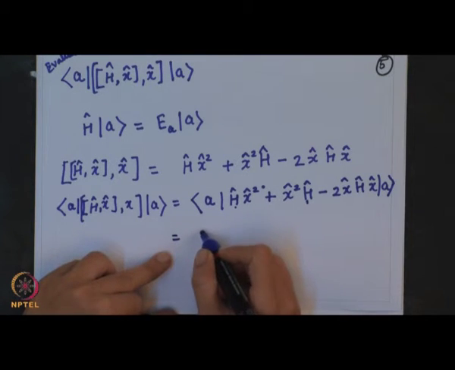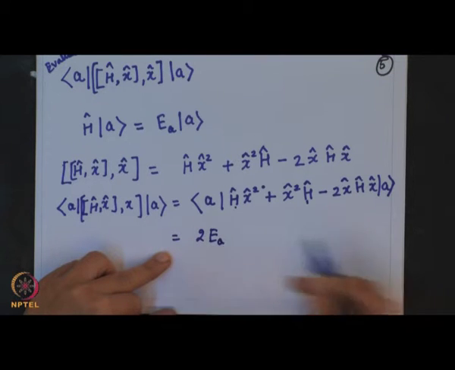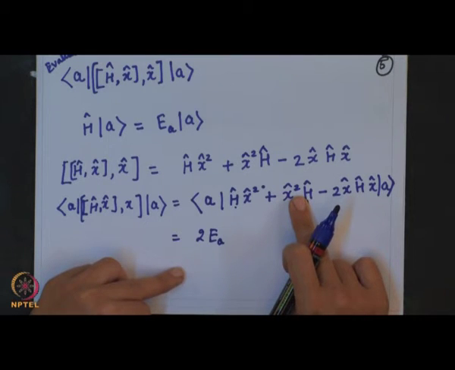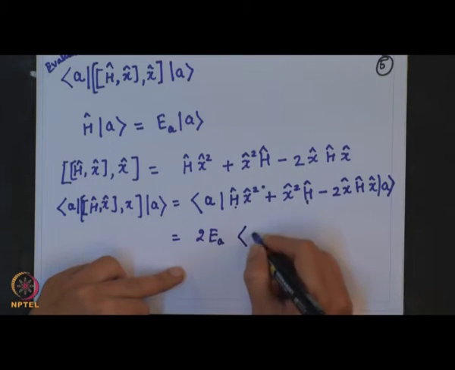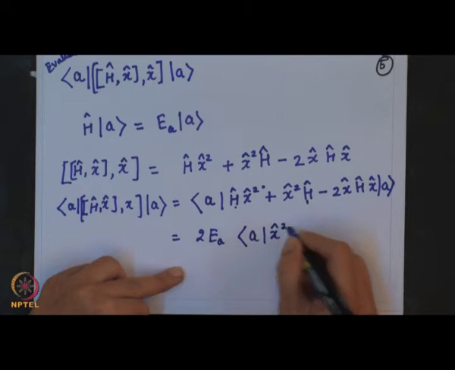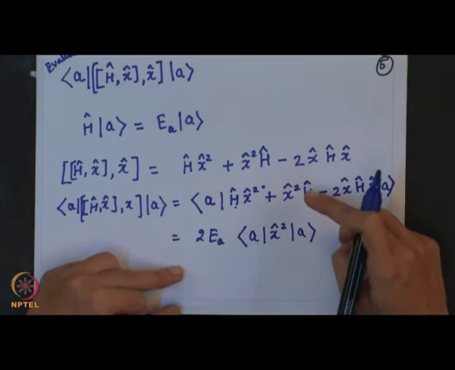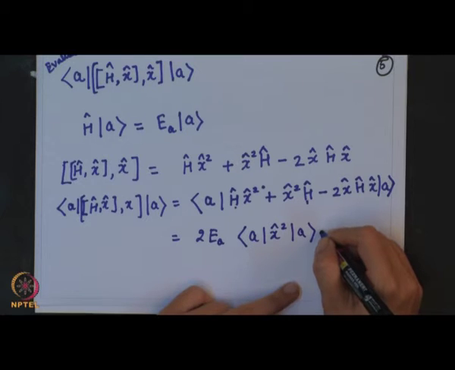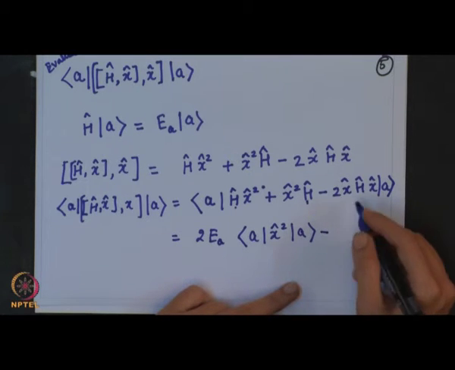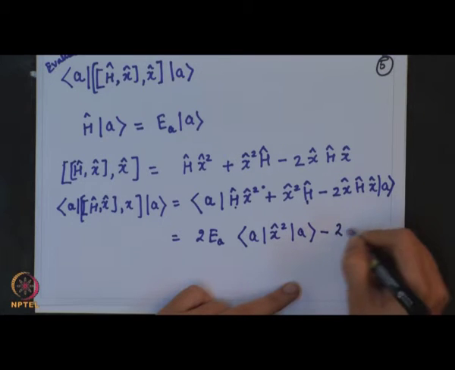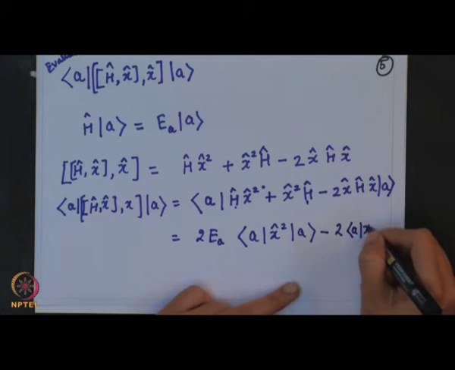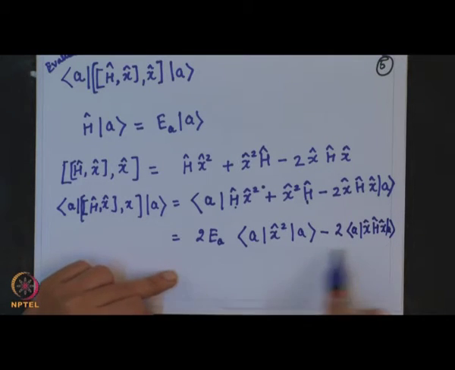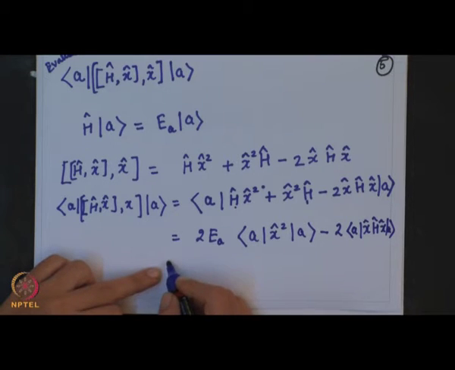So, I will have 2E_A, correct? One contribution is coming from this, another contribution is coming from the second term, which will be A. This is the contribution coming from the first two terms. Let me take the second term. The second term has 2 A x H x A. So, this quantity we have to evaluate.